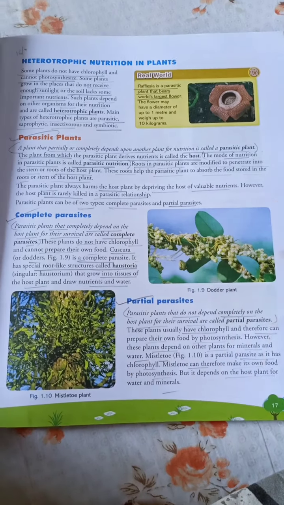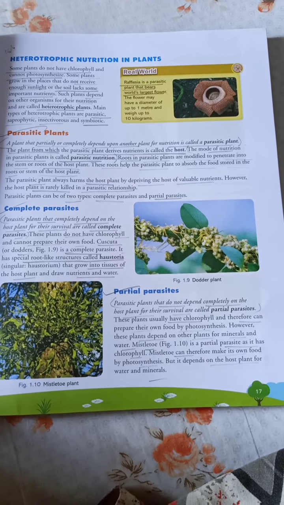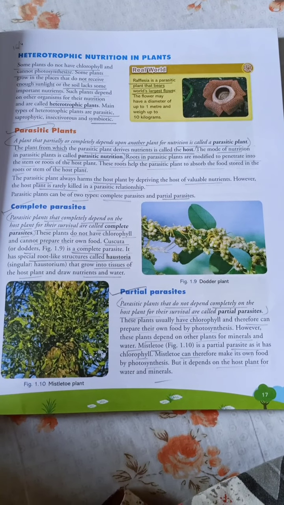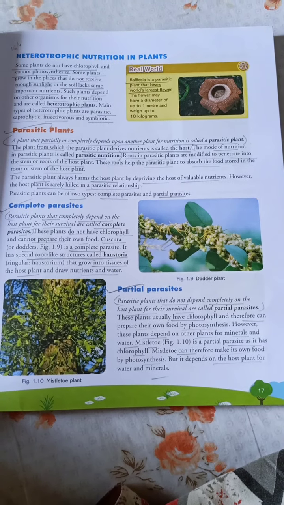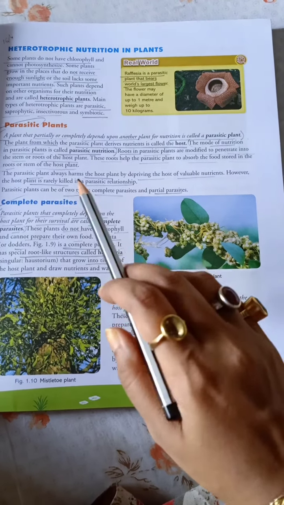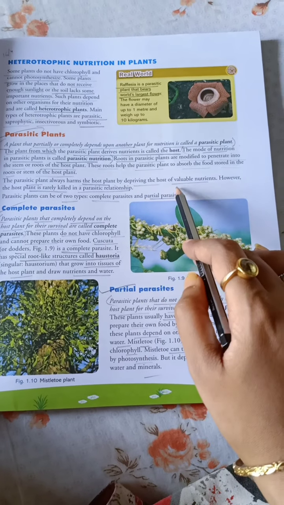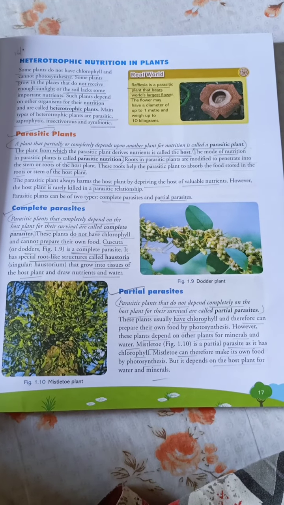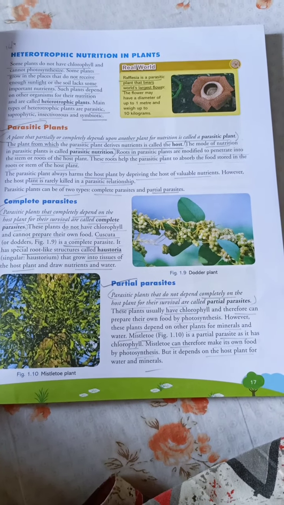Roots in the parasitic plants help to penetrate into the stem or roots of the host plant. By these roots they can get the minerals, water or whatever nutrients they need from the host plant. The parasitic plants always harm the host plant by depriving the host of valuable nutrients. However, the host plant is rarely killed in a parasitic relationship.